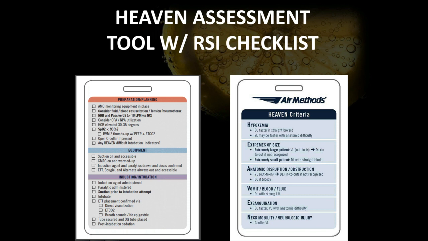And lastly, what they did to really enforce this even further is they came up with an RSI checklist that had an expansive checklist on the left, and on the other side of that checklist, just hung on your badge, was the HEAVEN criteria. And what we were really training our flight crews to do was to hand their badge to another provider. Don't use you or your flight crew. Use another provider on scene.